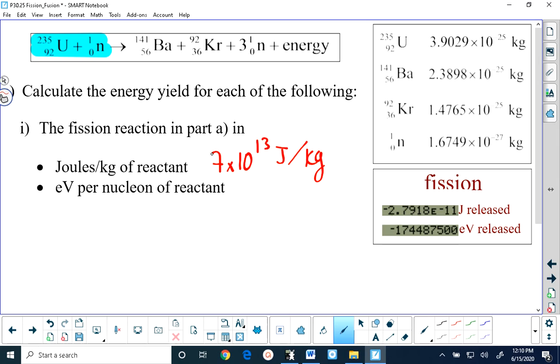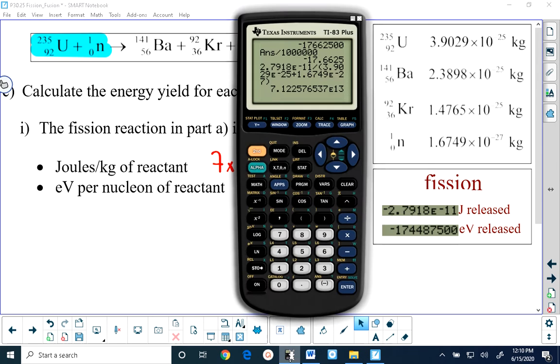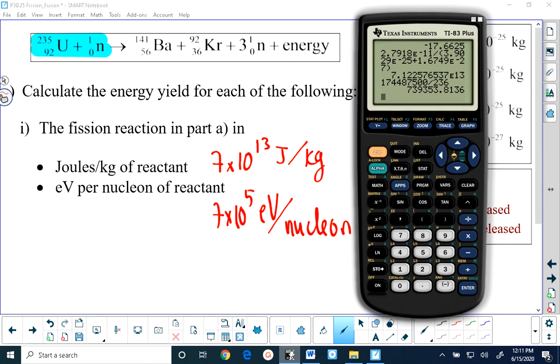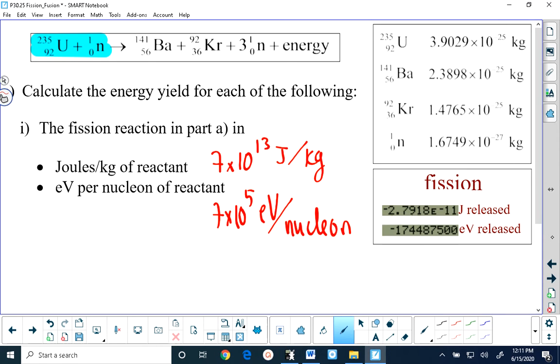Another useful measurement of how powerful a nuclear change is, is to take the electron volts and divide by the number of nucleons. So the second part of this is saying how many electron volts per nucleon are produced. Well, I'm going to take the number of electron volts, which was 174487500, and I'm going to divide that by the number of nucleons. So I divide by 236, and I get this number, and I'm just going to round that to 7 times 10 to the 5 eV per nucleon. It's an absolute total fluke that they both have the number 7 in them.